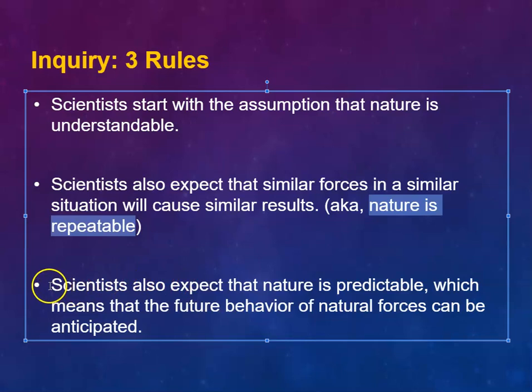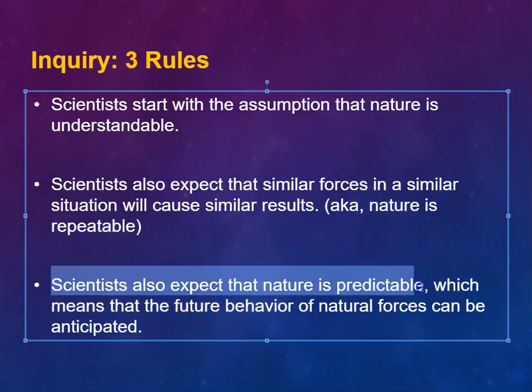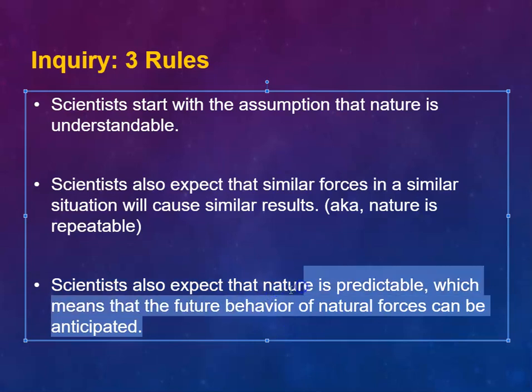The last rule on here: scientists also expect that nature is predictable, which means that future behavior of natural forces can be anticipated. Not only do we say that it's just predictable for future events, we also mean that past events and things like that can essentially help us out in predicting future things. So things that we may not have been around for. Let's say, for example, we see in the rock record a whole lot of evidence of plate tectonics, meaning plates moving around on the surface of the Earth. Because we see that in the past, we can predictably assume that it's going to happen in the future.